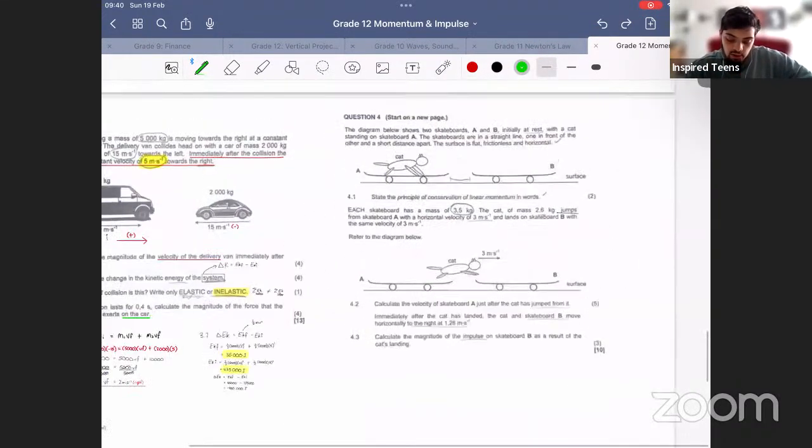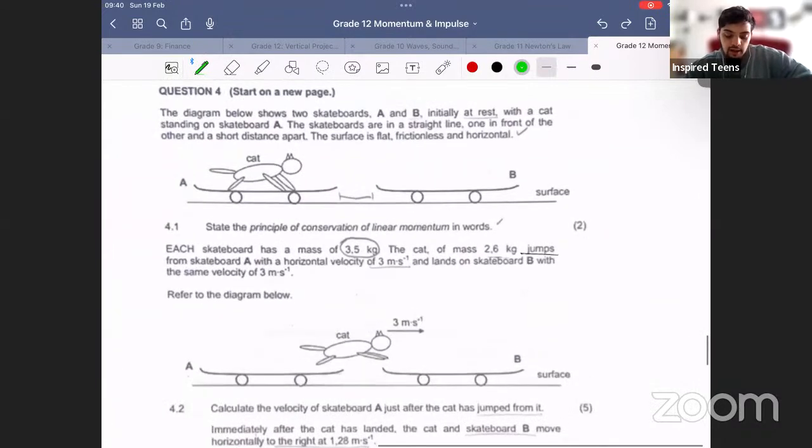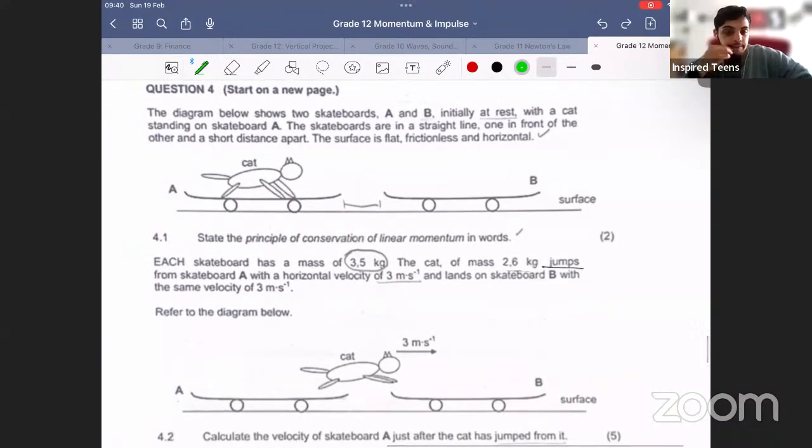Okay, instead of starting vertical projectile motion, I'd rather we continue with another question. Let's not rush through the syllabus. I know many of you are busy with vertical projectile motion, but I hope that we have enough weeks to complete vertical projectile motion in time and then eventually get to organic.